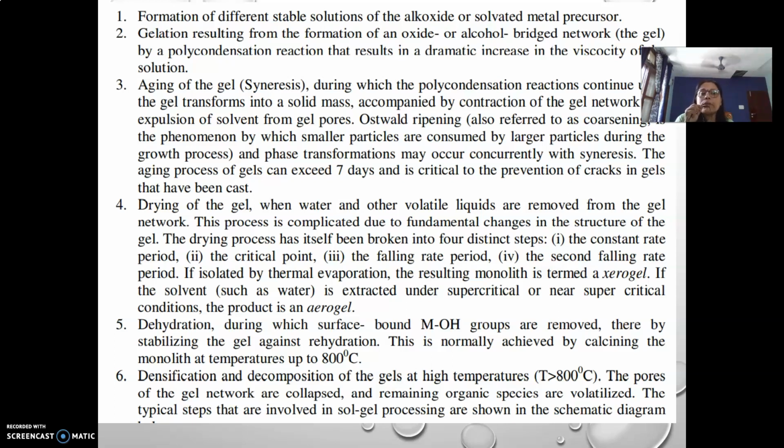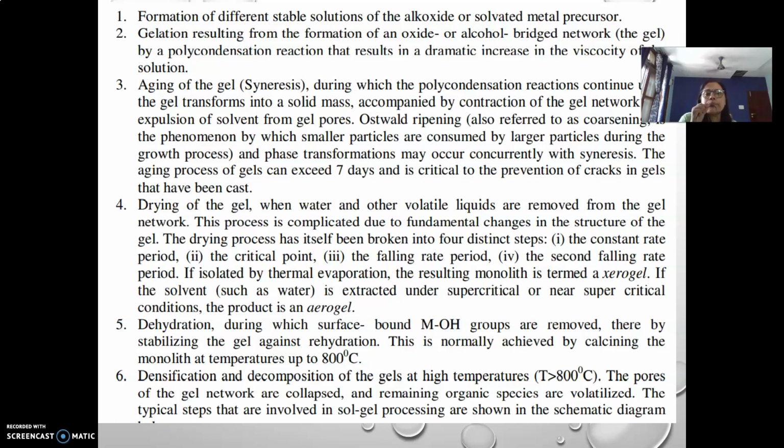And then we allow the gel which is formed in the second step to stay for a while, which is called the aging of the gel, also called syneresis, during which the polycondensation reaction actually continues until the gel transforms to a solid mass with the evaporation of all the solvent present. And this is accompanied by contraction of the gel network and expulsion of the solvent from the gel pore.